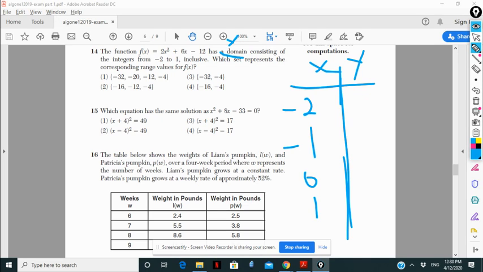Now I want to plug in these values. Negative 2 squared is 4, 4 times 2 is 8, negative 2 times 6 is negative 12, negative 12 minus 12 is negative 24, negative 24 plus 8 is negative 16.